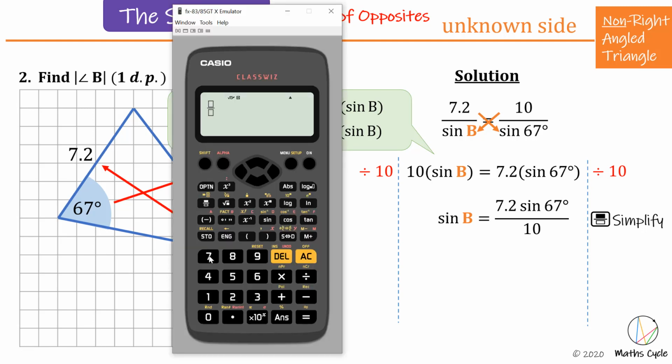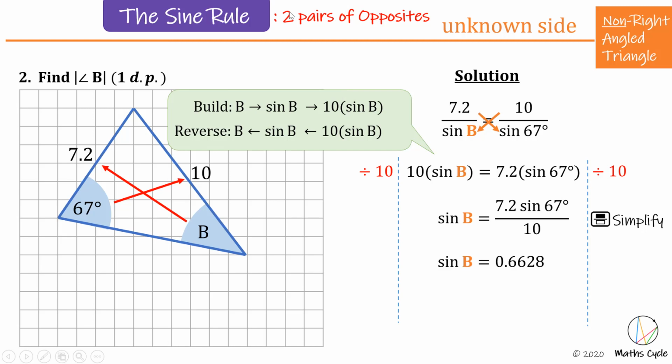So ratio 7.2 sine 67 and bracket arrowed down divided by 10 equals, okay, so 0.6627, again, it's after my 4 decimal places, I have a 6, so I'm going to round up. Okay, and I'm also going to leave my answer there, so it is in my answer button. So I have the sine of B equals 0.6628.